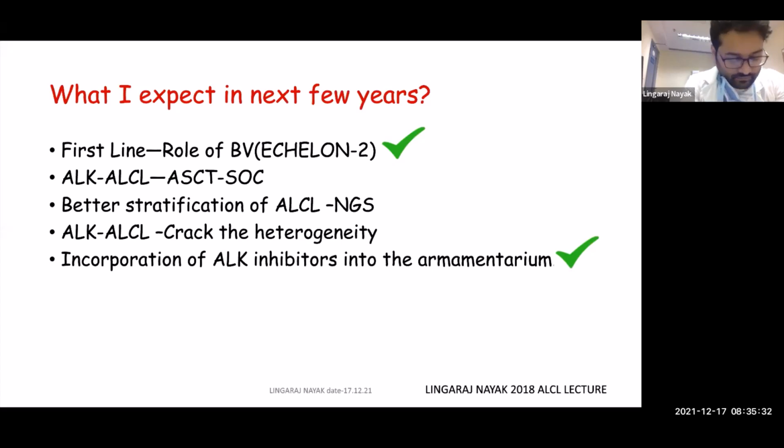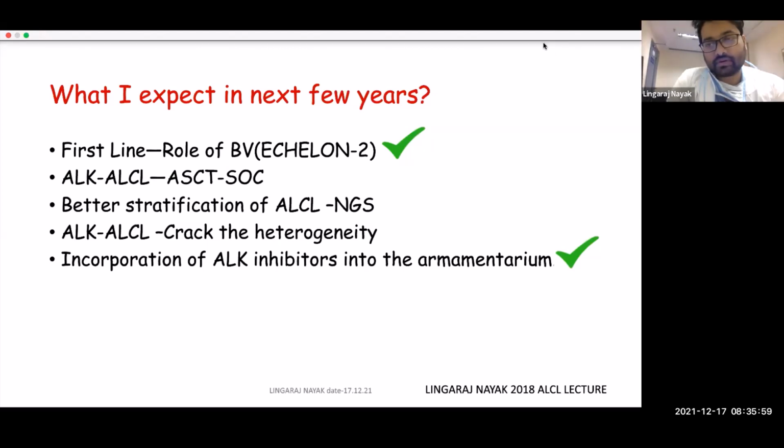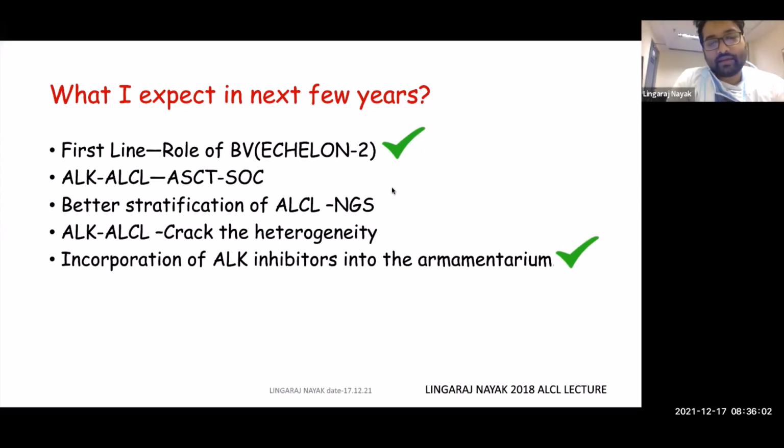Okay, so when I was making the presentation for this class, I took a class on ALCL in 2018, 3 years back, and this was my last slide. What I expect in the next few years, and at that time, Echelon 2 data was not available, and these were the expectations of what is going to change in the next couple of years. And now we have Echelon 2 data where brentuximab is approved for upfront use in ALCLs, and we have approval of ALK inhibitors in relapsed refractory ALCLs up to the age of 21, preferably in the pediatric age group. That approval came this year in January.